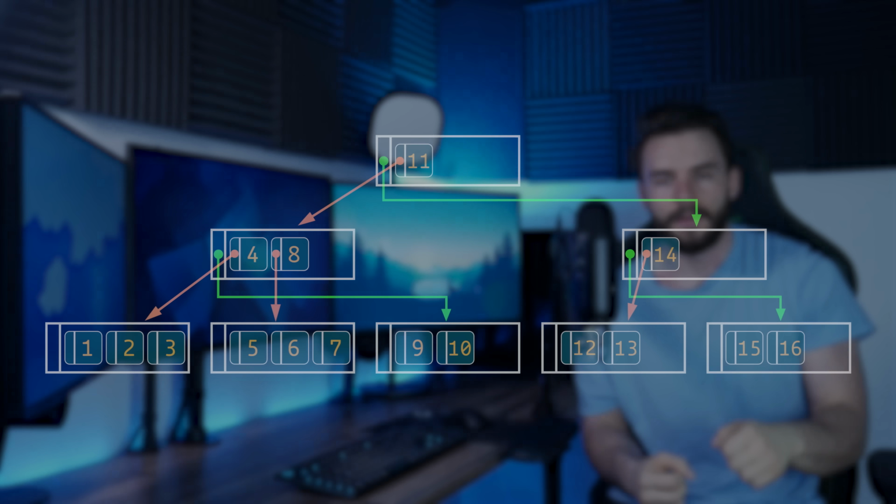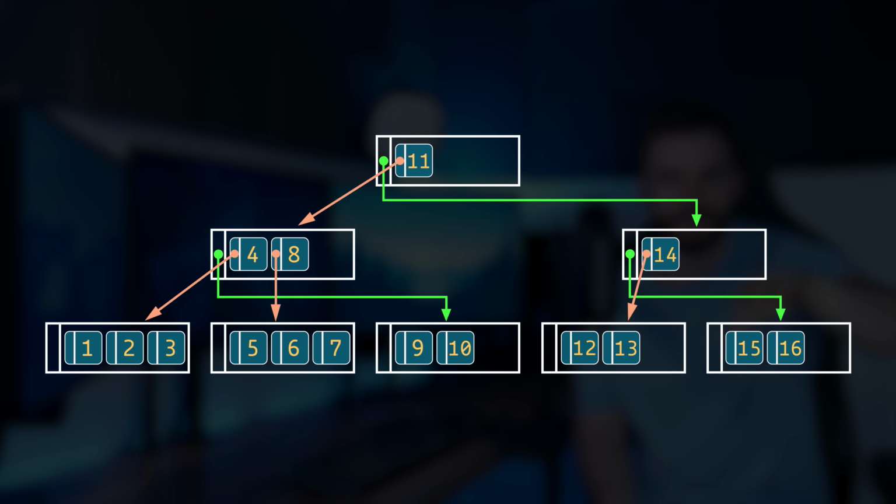The easiest case is removing from leaf nodes. Let's say we have this tree from before, from the last example, and I want to remove key 3. Well, I can just remove it. I don't have to balance anything. Same with key 7. I can just remove it.